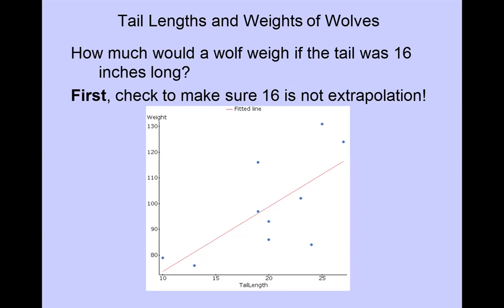So suppose that we wanted to know how much a wolf would weigh if this wolf had a tail that was 16 inches long. The first thing you do is go to your scatter plot and look for 16 as a tail length. Now notice you've got some tail lengths that are shorter and some that are longer than 16, so it's going to be okay to provide this estimate.